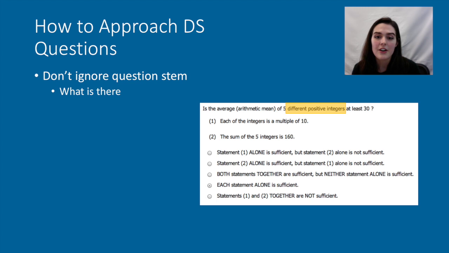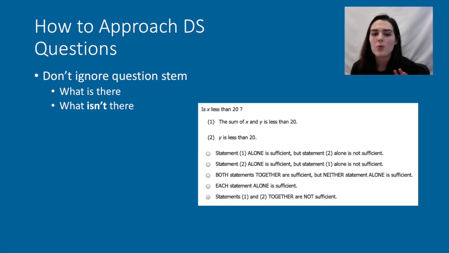Another thing to think about here is not just what is there, but what isn't there. And this is where those assumptions kind of come into play. So let's look at this problem as an example. So we see that our question stem is really, really short, doesn't give us a lot. Is x less than 20? All right, let's look at statement 1. The sum of x and y is less than 20.